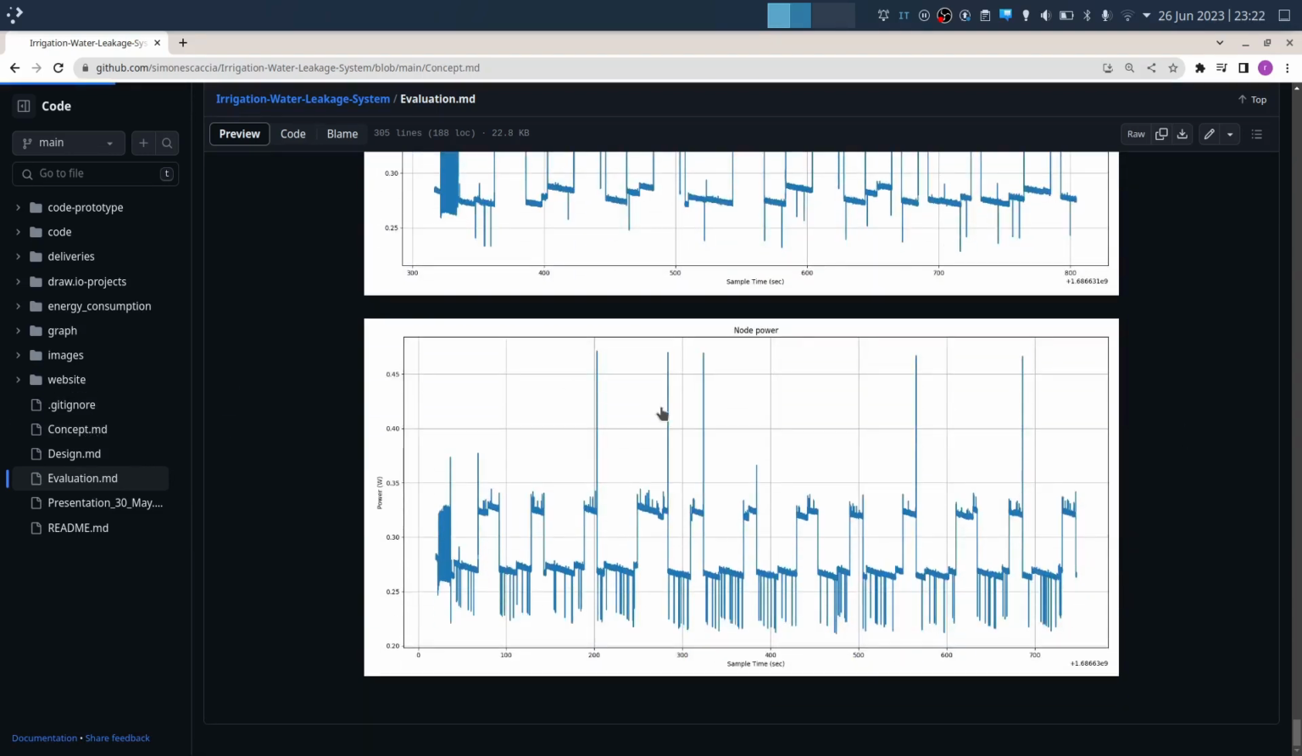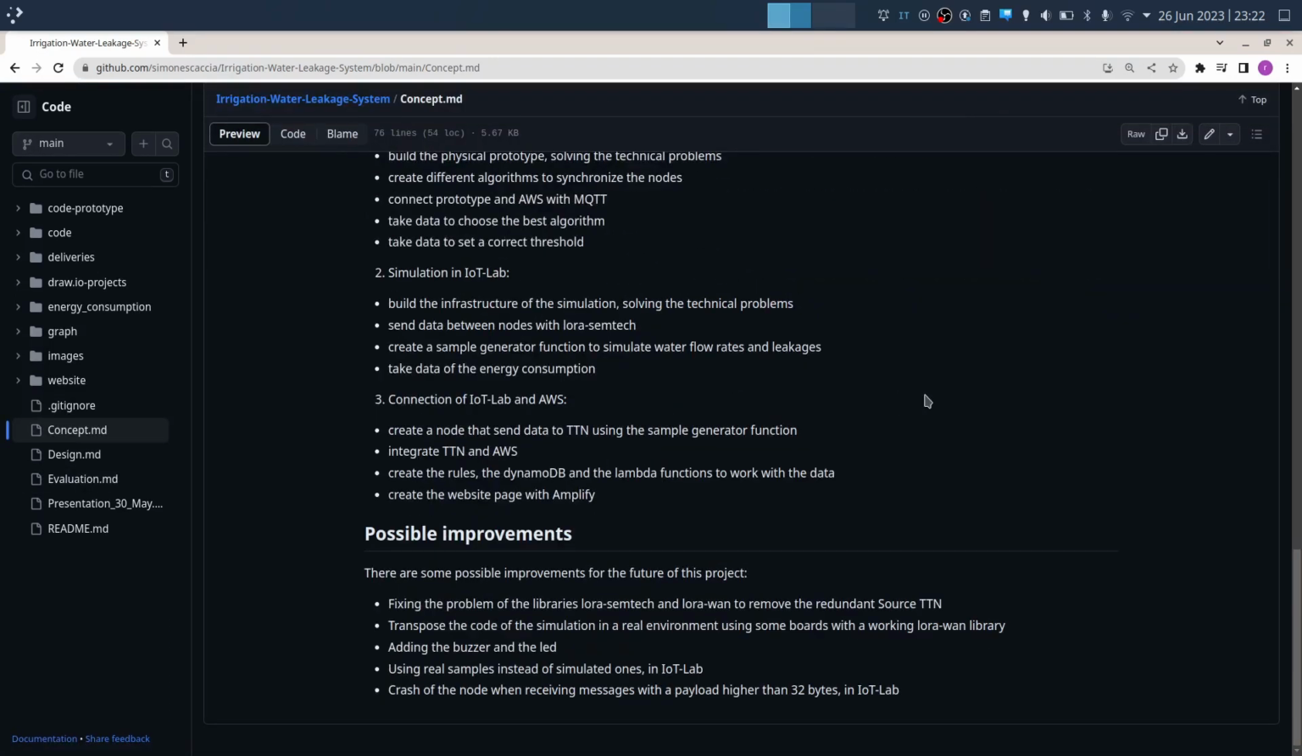In the end, in the conclusion, we can see possible improvements and the future of our project. We can do different things, for example, fixing the LoRa32 library on IoT Lab, taking the simulation code and putting it on a real board, adding a buzzer and LED, and solving the problem of the payload in IoT Lab.